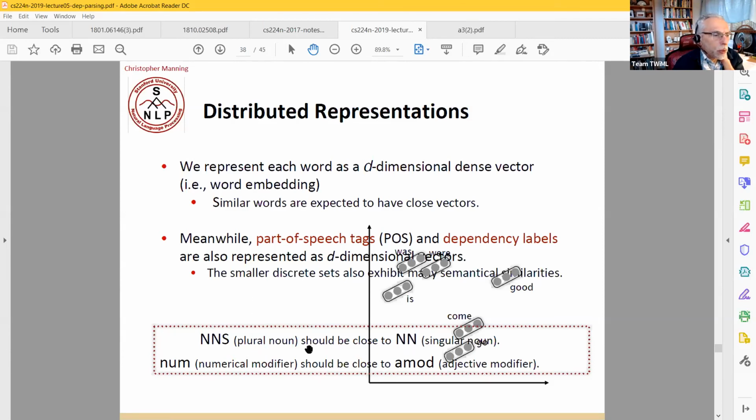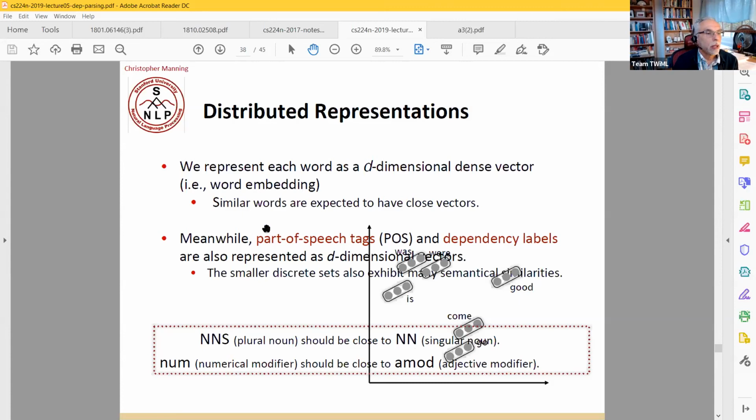NNS should be close to... NNS is a plural noun, so that's like cars. It should be close to the singular version, car. So what you're saying is that in this d-dimensional space, plural noun and singular noun should be close together. That makes sense. A numerical modifier, so if you say, I have 2 cars, should be close to an adjective modifier, I have a red car. That would be an adjective modifier. So modifiers should be close together, whether they're numerical or adjectives, I guess.